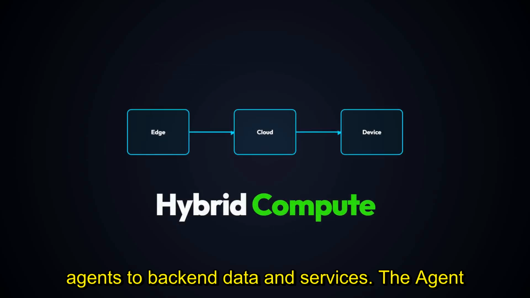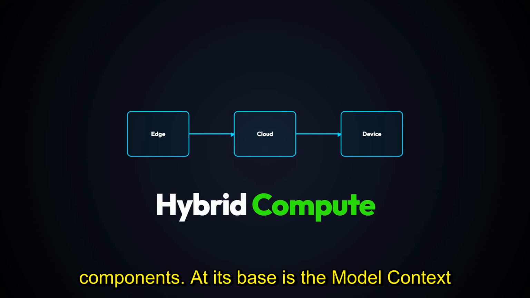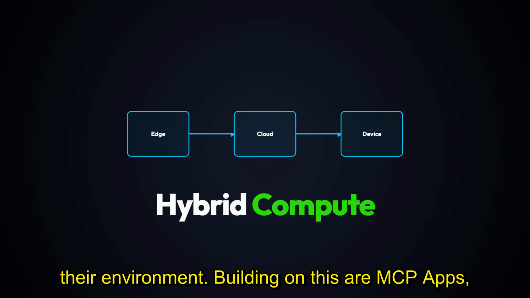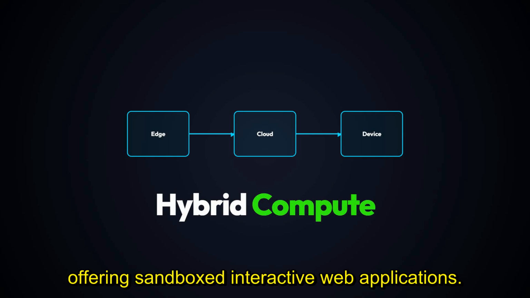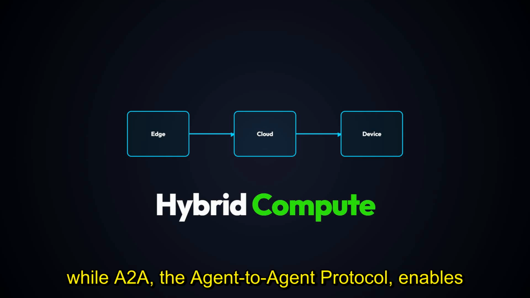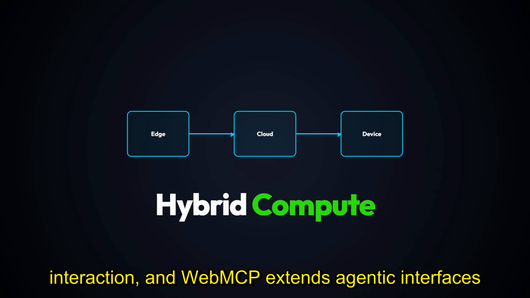The agent protocol stack encompasses several critical components. At its base is the Model Context Protocol, standardizing how AI agents interact with their environment. Building on this are MCP apps, offering sandboxed interactive web applications. A2UI provides native generative user interfaces, while A2A, the agent-to-agent protocol, enables agents to collaborate. AG-UI facilitates agent-user interaction, and WebMCP extends agentic interfaces directly to the web.